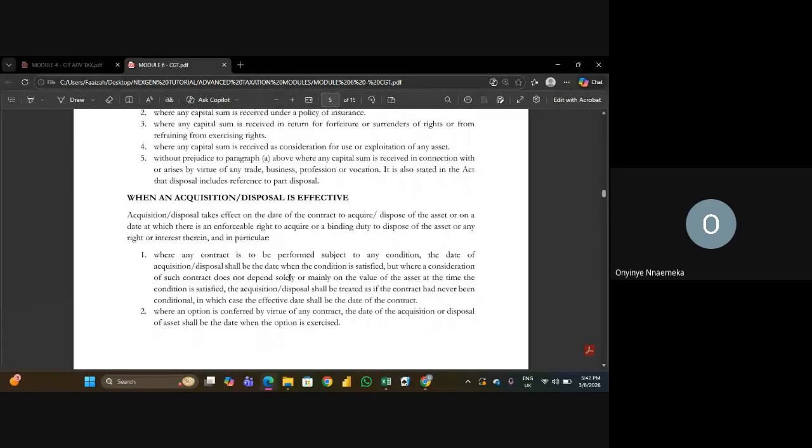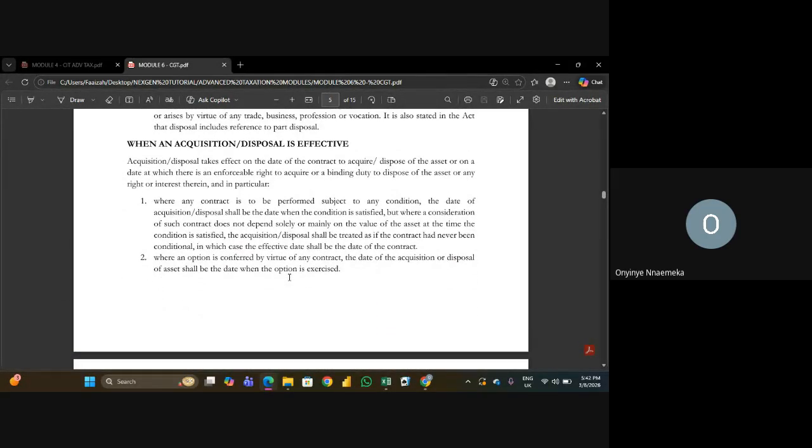So when you say an acquisition or a disposal is effective, a disposal or acquisition takes effect on the date of the contract to acquire or dispose of the asset, or on a date at which there is an enforceable right to acquire or a binding duty to dispose of the assets or any interest. And in particular, before we read that one, number one, you can have a disposal or an acquisition when you actually dispose or acquire the assets.